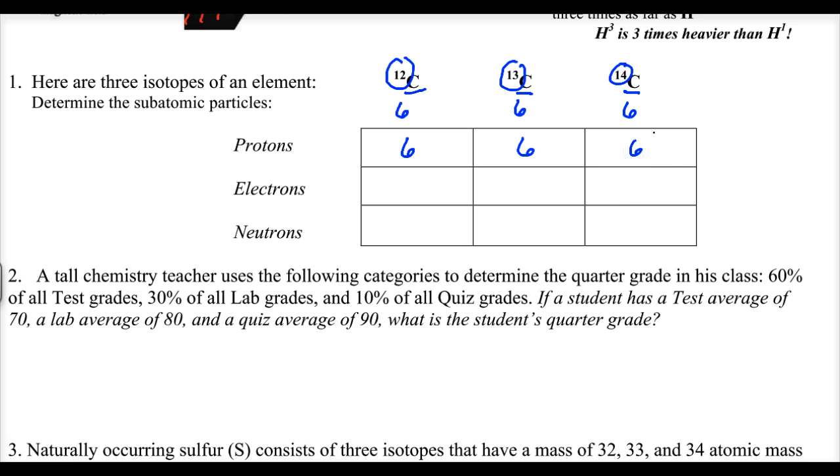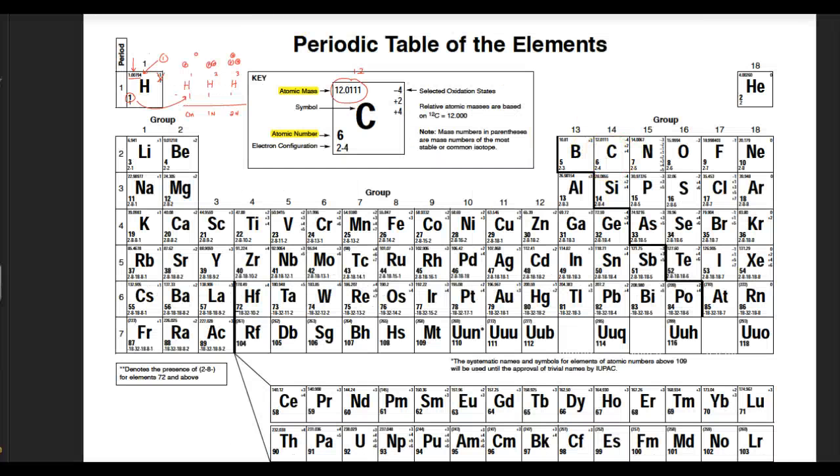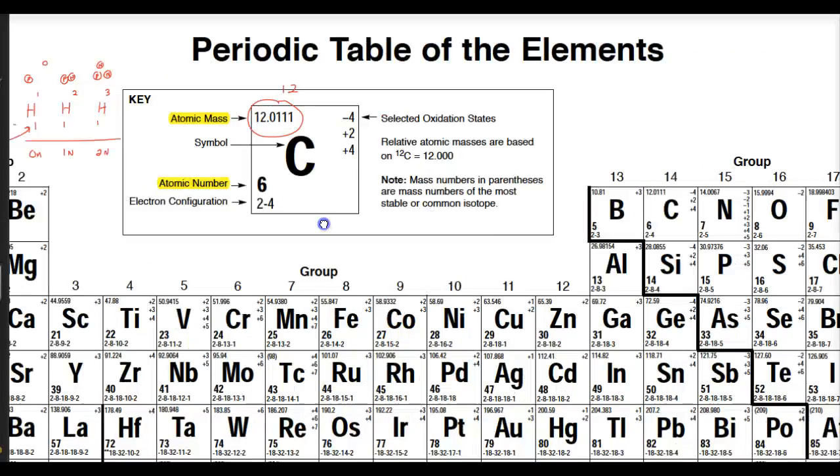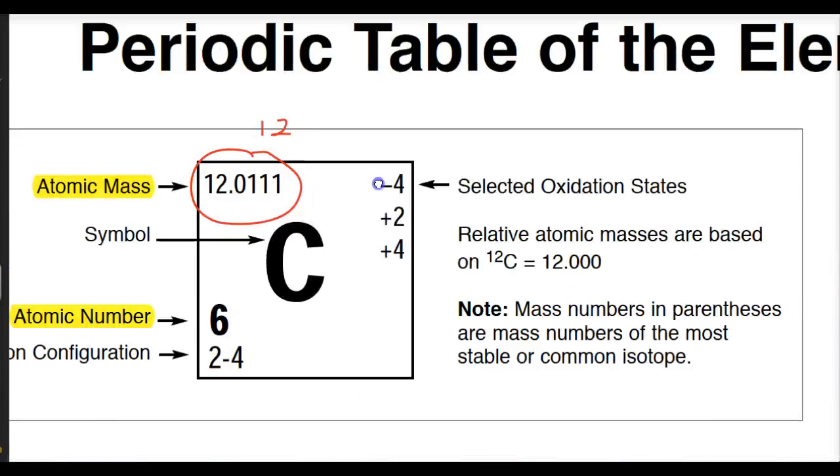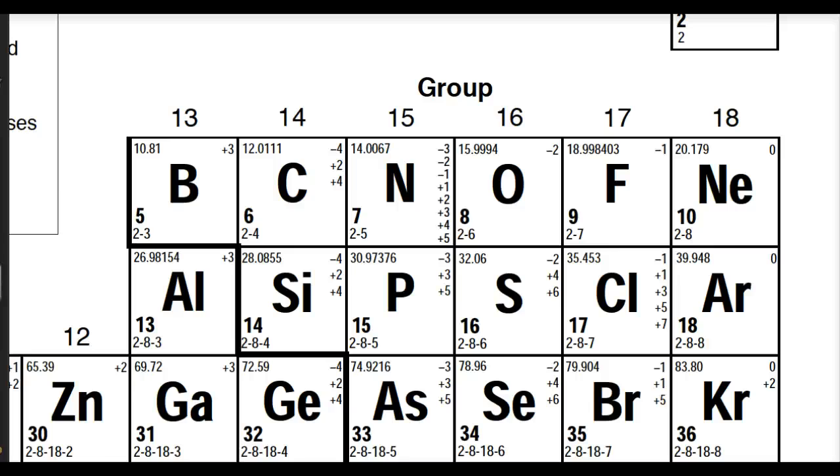If you don't know where to find this, let's look at a periodic table. Going back to our periodic table that we were just annotating before, here's our carbon. And right here, I'm going to find it where it exists.